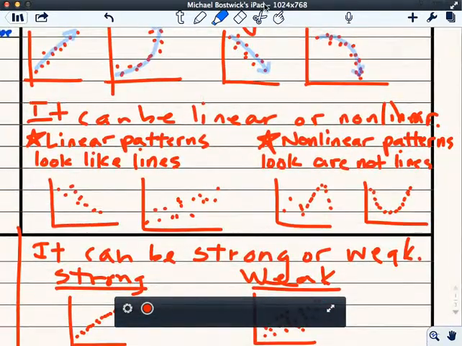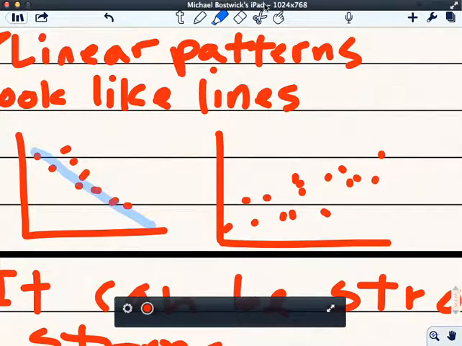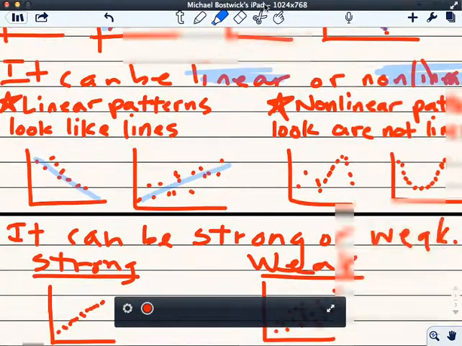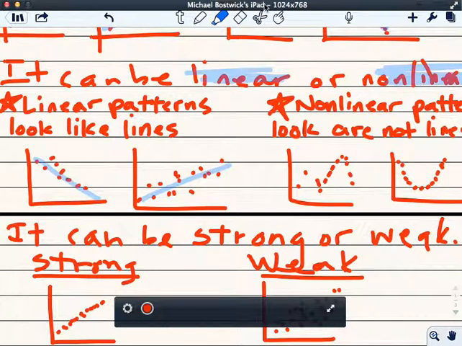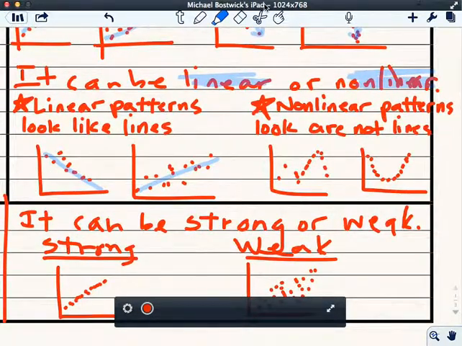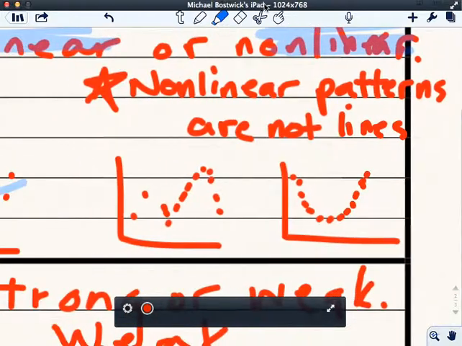The second description we can use is it can be linear or non-linear. Linear means it looks like a line. I've got two examples here. I can draw a trend or a pattern that kind of fits a line. That's a linear pattern. Linear patterns look like lines. Non-linear patterns are not lines. If I zoom in on the nonlinear patterns here, this pattern goes up and then comes down and goes up and comes down. There's a pattern there, but it is nonlinear. It's not a line. Here we have a curve. Again, that would be nonlinear because it is not a line.